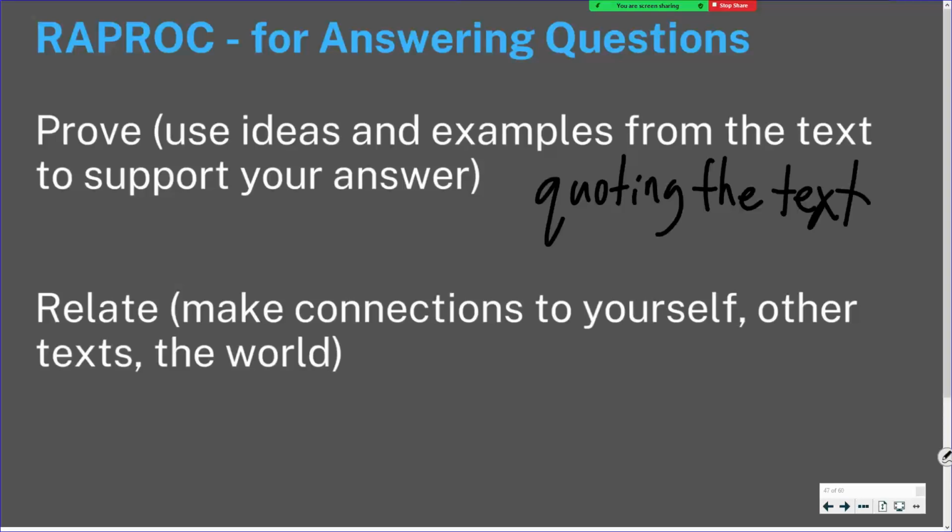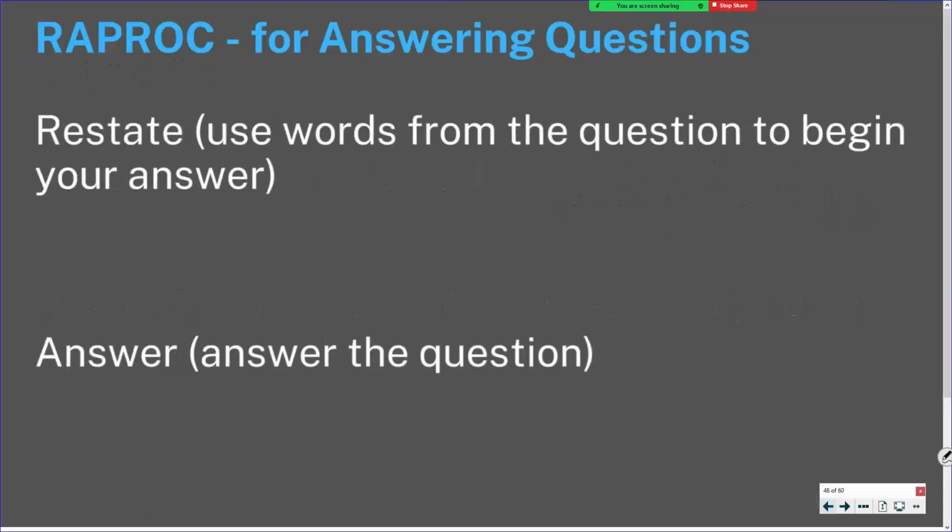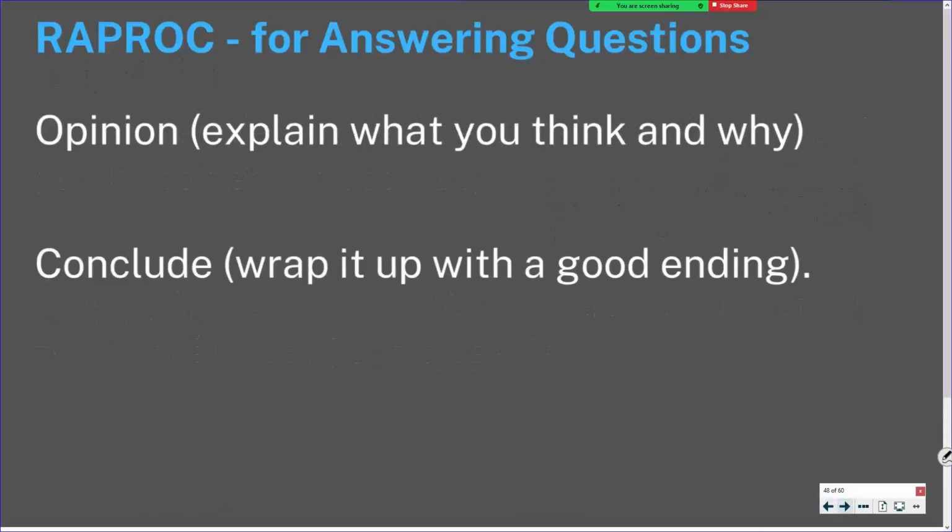Now, you don't have to use all 6 when you answer one question. It's going to be hard to do. You're going to use some of them, 2 of them, 1 of them, right? You might use all 6, but usually you're not going to. So see if we can memorize this: restate, answer, prove, relate, and then we have opinion, explain what you think and why, and conclude. Wrap it up with a good ending. You're always going to conclude it, so that's going to be a common element no matter what you do.